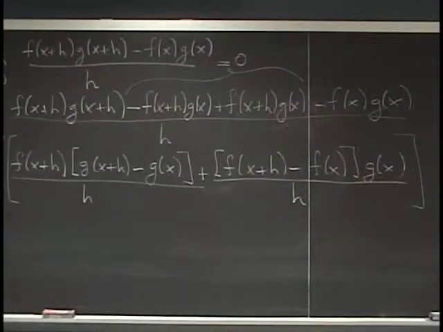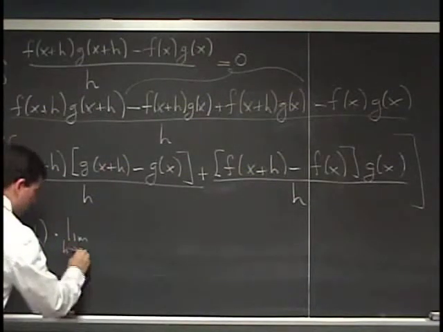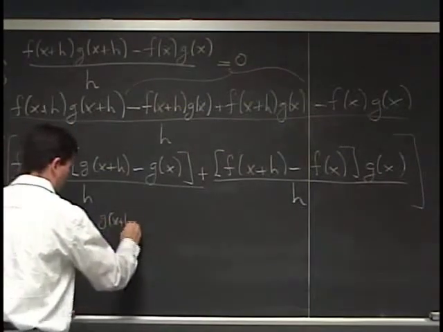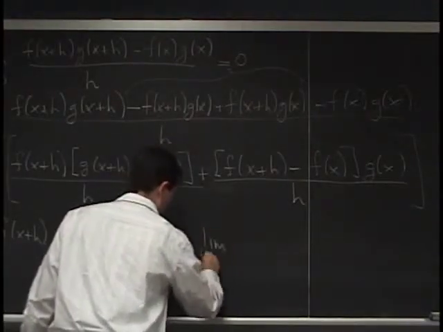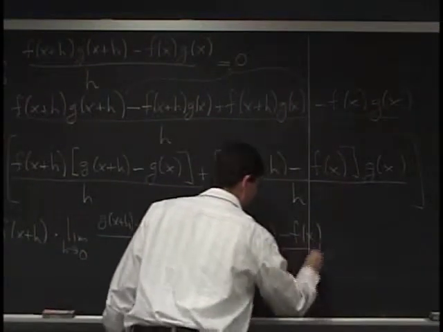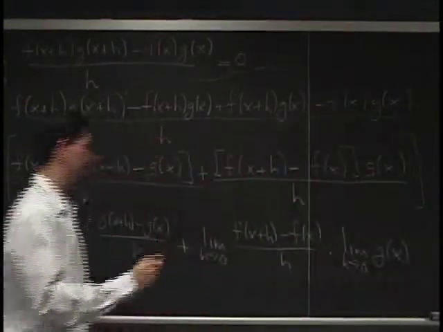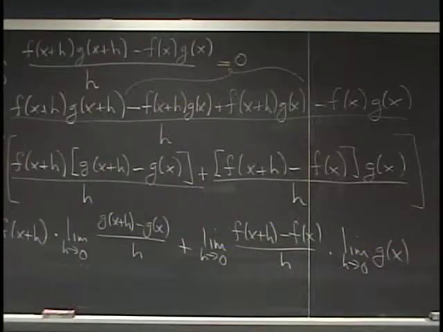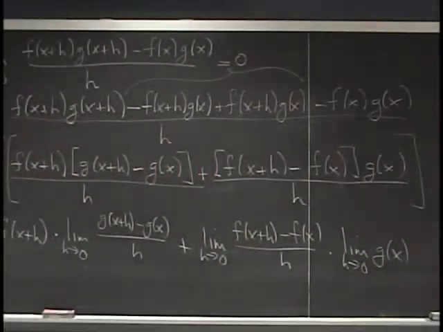So I do this very carefully. I get the limit as h goes to 0 of f of x plus h times the limit as h goes to 0 of g of x plus h minus g of x over h, plus the limit as h goes to 0 of f of x plus h minus f of x over h times the limit as h goes to 0 of g of x. Remember, to split it up using those limit properties, I really had to check that each one of these limits exists. That's why I needed to use all this stuff. f is differentiable, g is differentiable, and so on.